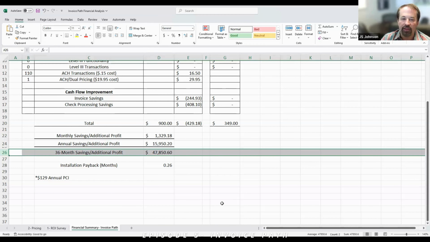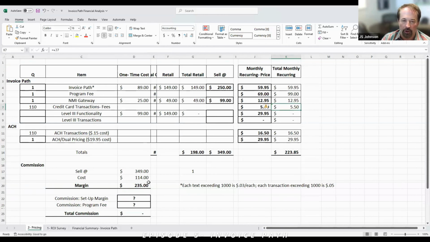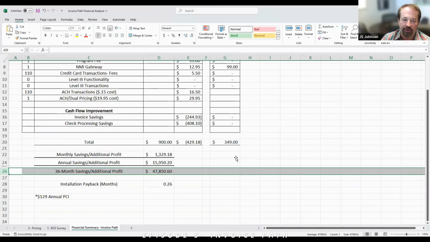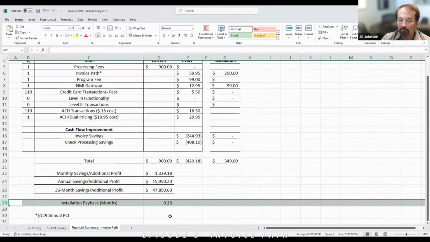Now, the last thing on this is the installation. I don't want to spend a lot of time on this, but because our authorized agents understand their cost, understand our processing on this, I encourage you to do the same. You've got some room to make some money on this installation. This is a very low cost installation, and you can see here the payback for their investment, 0.26 months. That's just a little bit more than a week. This is a no-brainer deal, guys.